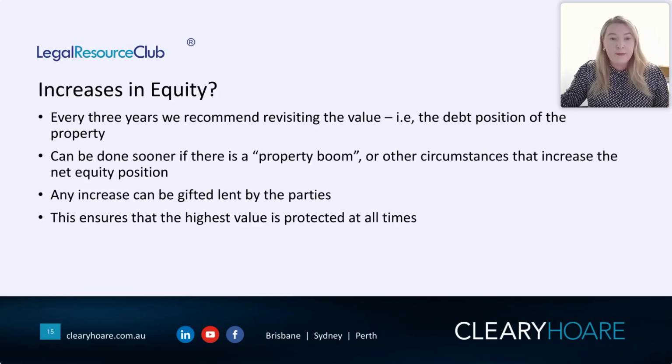So if there were to be an increase in a person's net equity, what we would do is just do a top up of the gift and loan back transaction. So the individual would make a further gift of the increase in equity to the trust, and then similarly, the trust would loan that amount back to them. Of course, if there is a property boom or some other circumstance that significantly increases the net equity position, you can, of course, do it more often than the 3-year mark. But as I said, that's just our rough guide of when it's a good time to look at that figure.